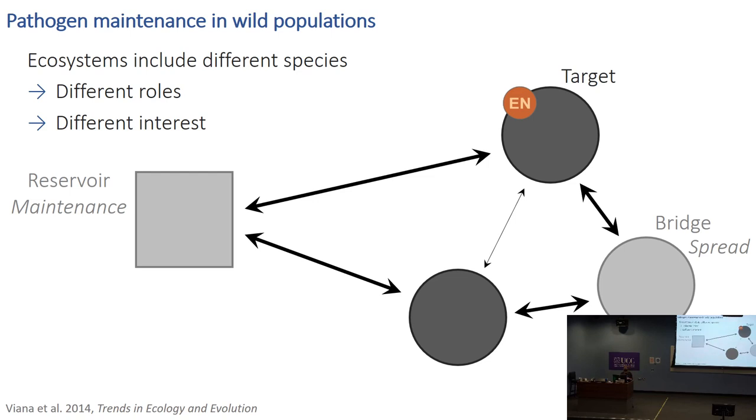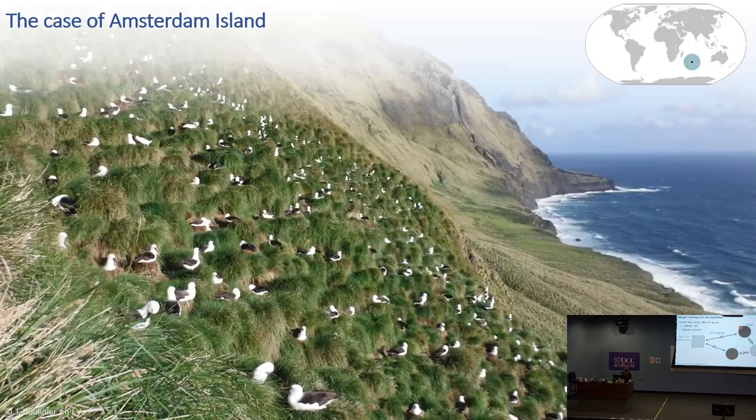So for instance, very often when we look at infectious disease, people are very concerned about endangered species and might neglect the other players in the system. And the reason why it's important to consider all those species is because if you put all your efforts in trying to eradicate a pathogen from a subpopulation, but you keep having reintroduction from other species or other subpopulations that are around, you might end up wasting lots of money and time and resources with something that will fail eventually.